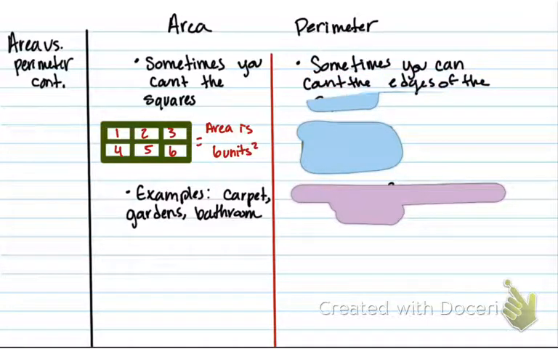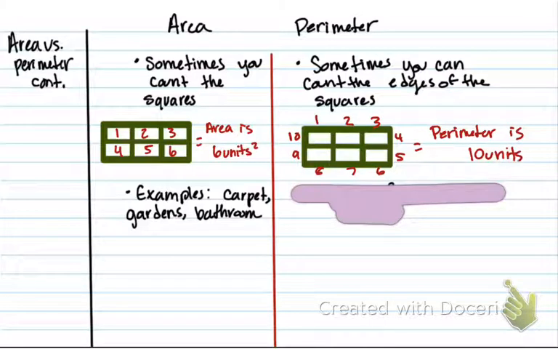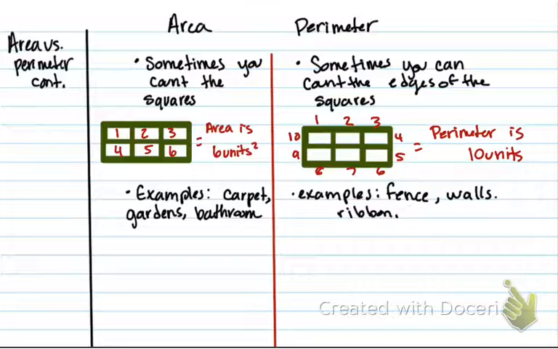Sometimes you can count the edges of the square. So if we find the perimeter of this would be 1, 2, 3, 4, 5, 6, 7, 8, 9, 10. So the perimeter of this shape is going to be 10 units. Okay, and then some examples are maybe you want to find the perimeter of a fence or a wall or maybe some ribbon. Okay, so hopefully this helps you remember what area and perimeter are.